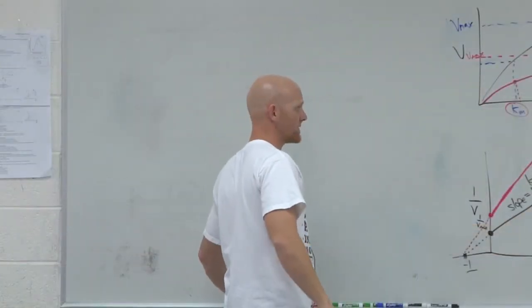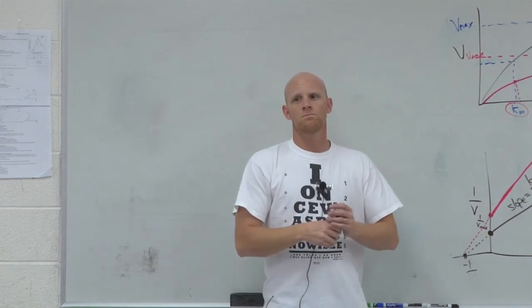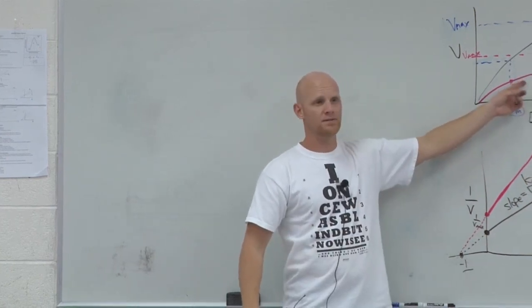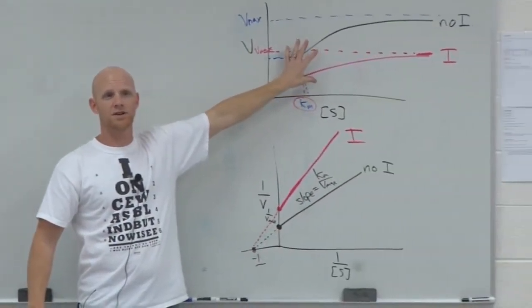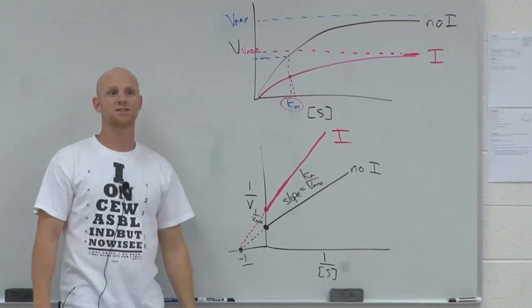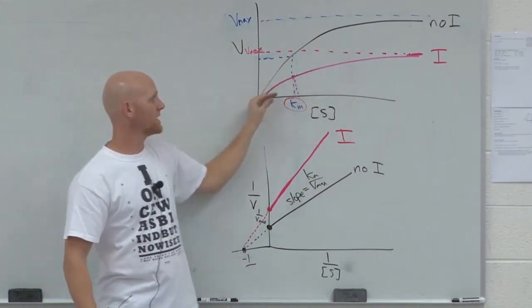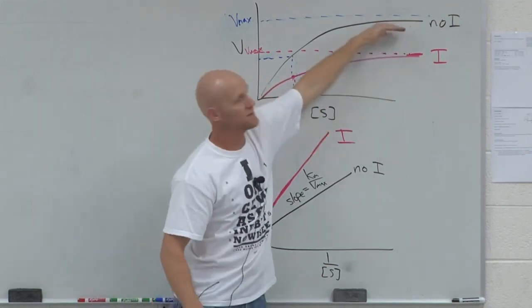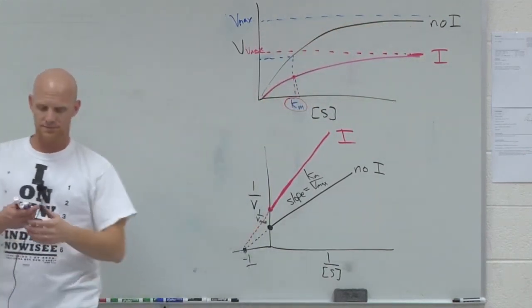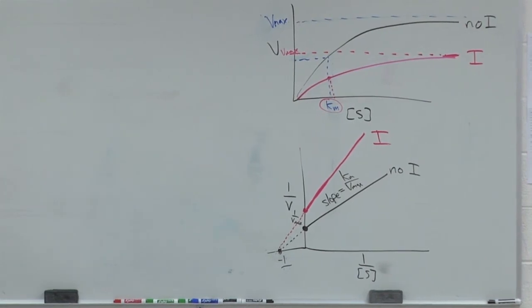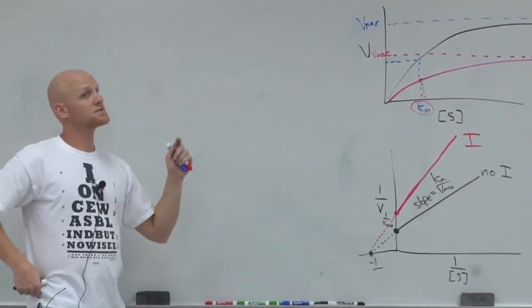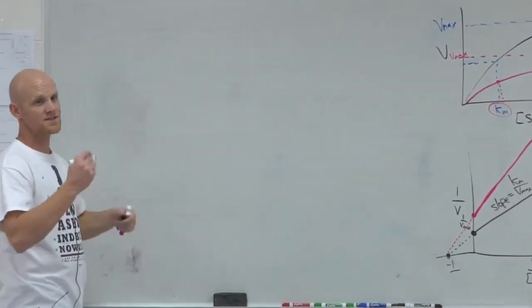Oh, one quick thing, by the way. When I added an inhibitor, did this graph get left shifted or right shifted? Right shifted. Sweet. Just want to make sure you realize that that's what we mean by right shifted, where the inhibitor graph is always to the right of the no inhibitor graph. That's just on Michaelis-Menten. We'll see what happens with our allosteric enzymes here in a sec as well.